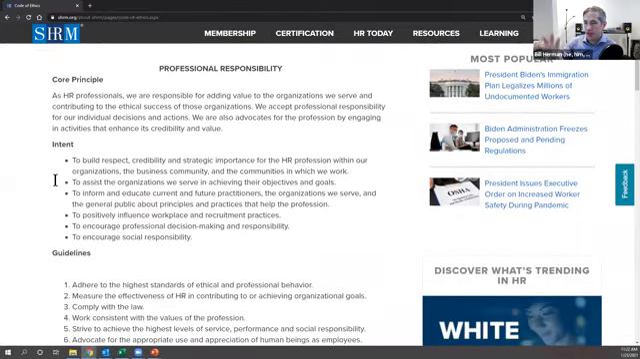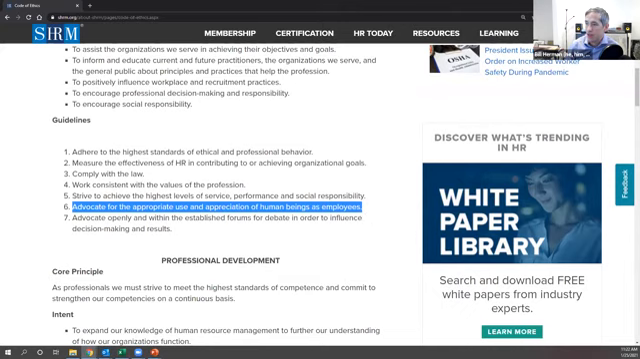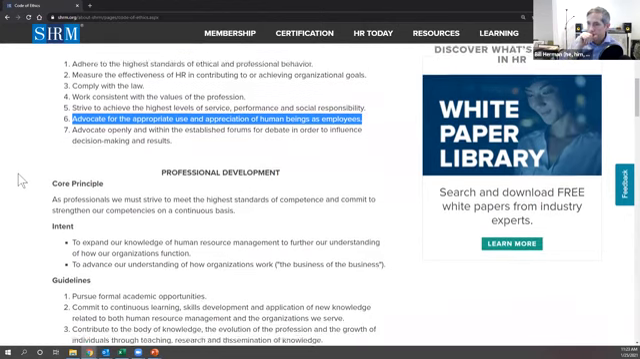And so this kind of goes on, and then the guidelines, I think this is a lot of where the rubber meets the road. Adhere to the highest standards of ethical and professional behavior. Measure the effectiveness of HR in contributing to or achieving organizational goals. Comply with the law. Work consistent with the values of the profession. Strive to achieve the highest levels of service, performance, and social responsibility. Right? Advocate for the appropriate use and appreciation of human beings as employees, right? So this is something that we hope everyone in the building is doing, but this is especially important for HR professionals to do, which is why this is in this code of ethics.